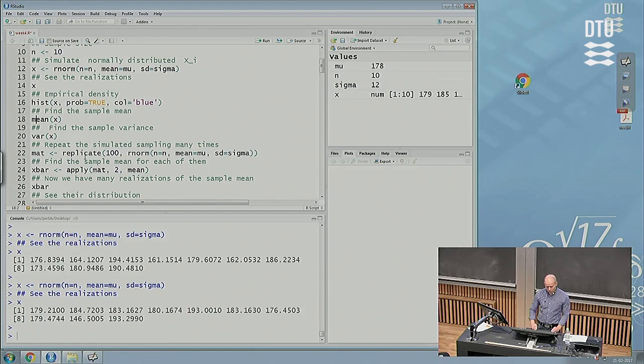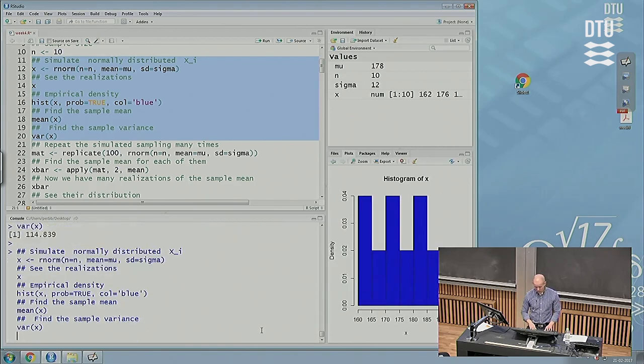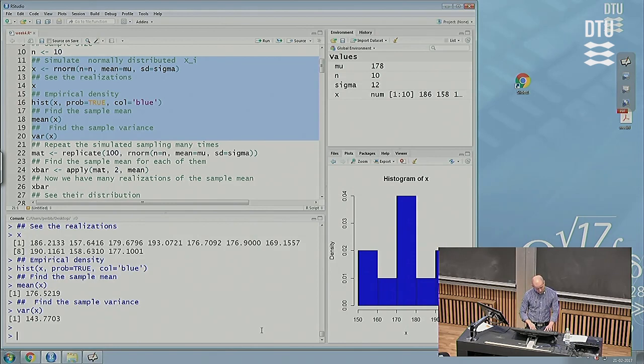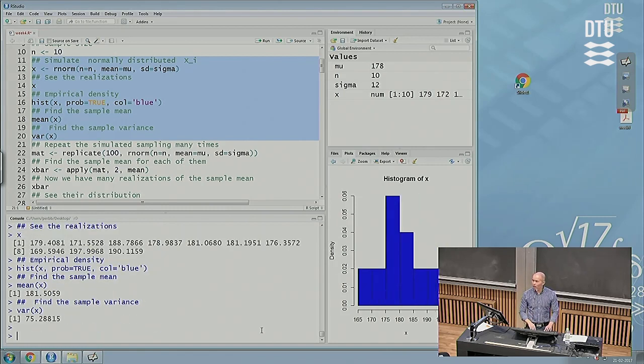Let's try to compute the mean and the variance. I should remember to actually do the simulation. I can compute mean and variance, and I can do the plot. Here are different versions. Look at the mean and the variance: 176, 143. The square of 12 is 144, so that would be the expected variance. But look at how different they come out from time to time.